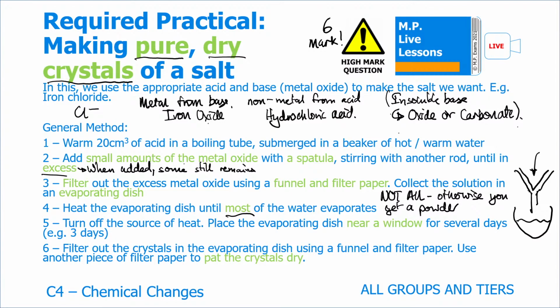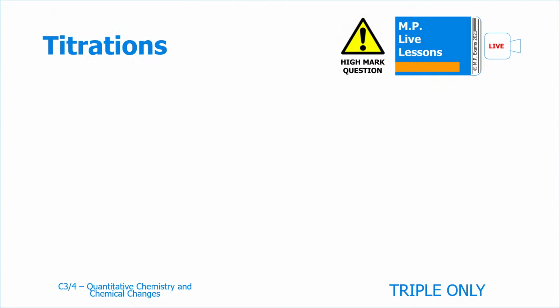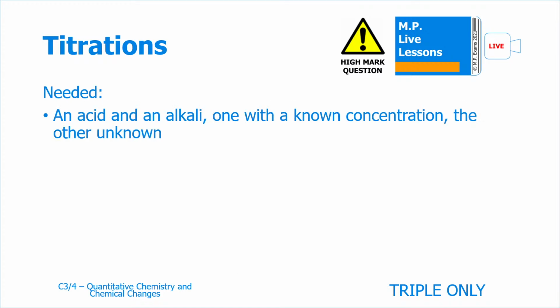The next topic, or actually practical, comes from triple science, and this is titrations. So what you need is an acid and an alkali, one with a known concentration and the other unknown, because the point of a titration is to find the concentration of an unknown acid or base, or alkali.